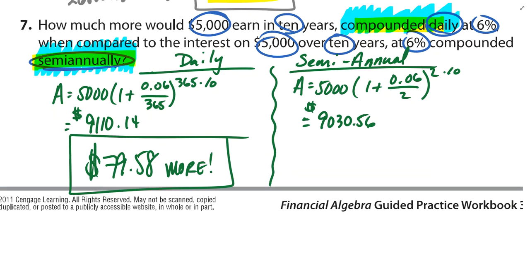And so again, it's a bit interesting to see the difference in results here. This person did start with $5,000 and ended up with $9,000 in either case. It did take 10 years to get there, but the daily compounding interest did return a little bit more.